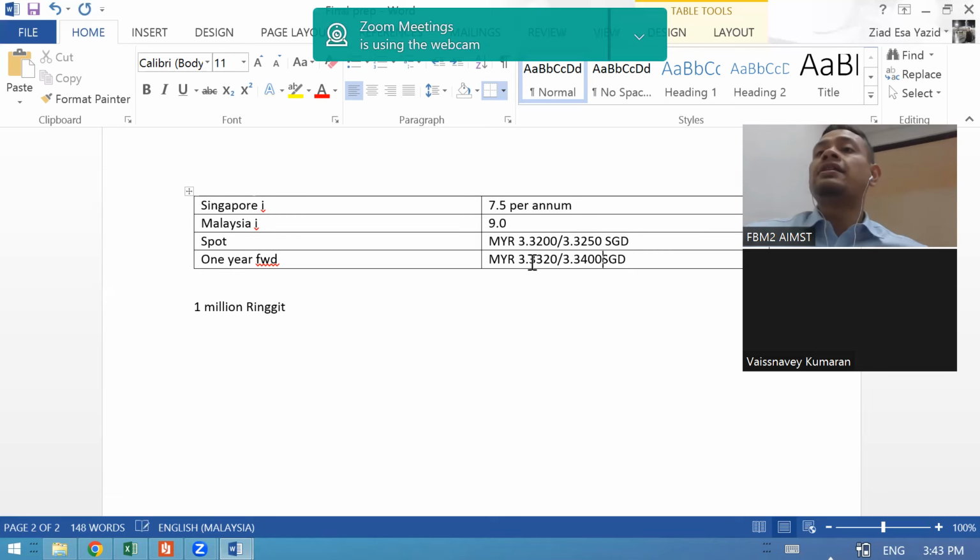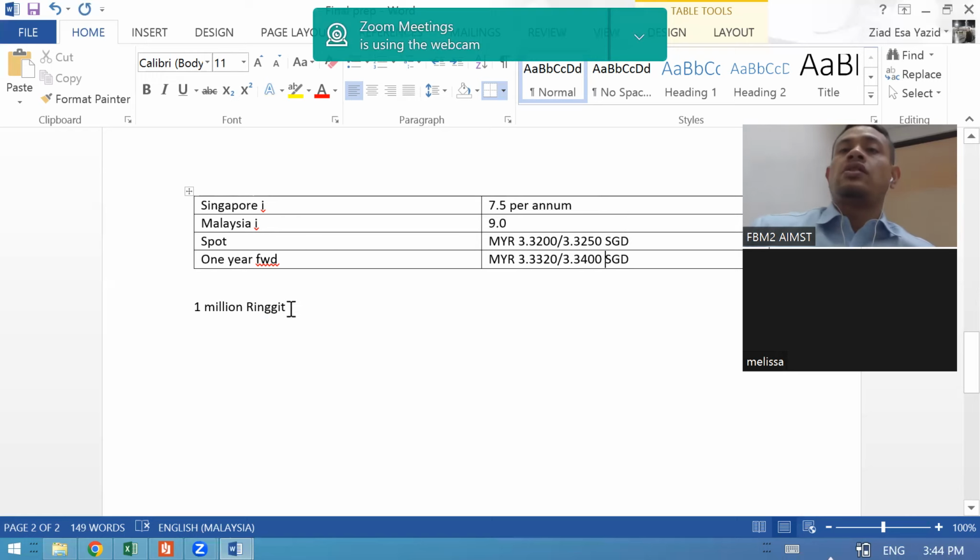Right off the bat, Melissa, can you identify which one is the home country and which one is the foreign country? Singapore foreign, Malaysia home. Okay, nice. So Malaysia is the home country. Singapore is the foreign country.